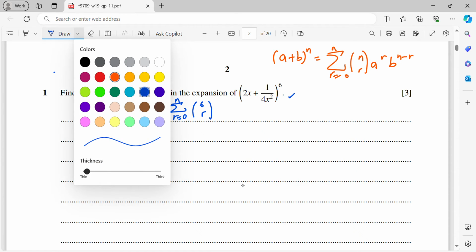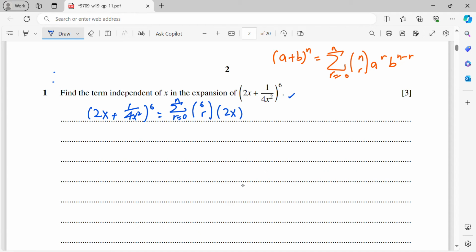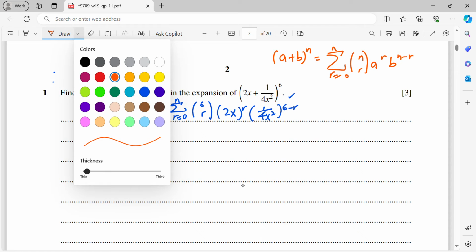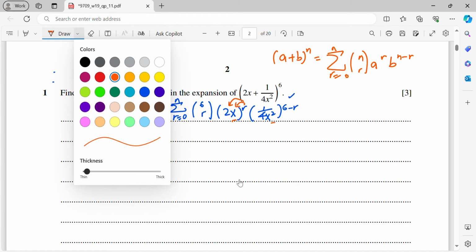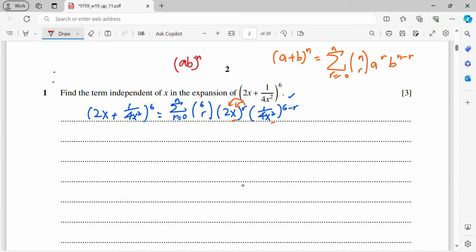Right, so in general form, first term (2x) to the power r, then the second term is (1/(4x²)) to the power of 6 minus r. Alright, so from here, since the first term has x, and this is also x, I will bring in the power first, and at the same time split the constants from the x. Okay, so now we have a formula: (ab) to the power of m is a to the power m times b to the power m. You can just bring in the power.